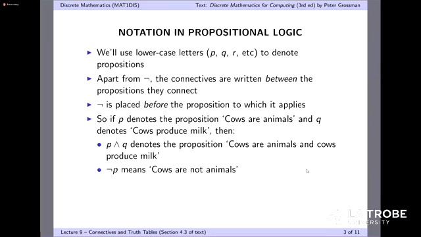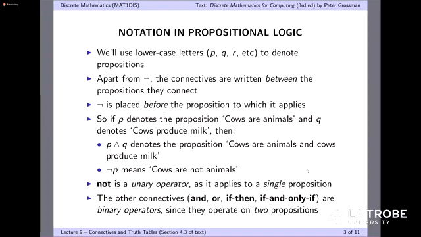Not P means cows are not animals. So if you put not before that, this would read as cows are not animals. We are not going into their truth value or whether it makes sense or not. We're just looking at what this statement reads, just the usage of the not sign. So remember, not is a unary operator as it applies to a single proposition. It does not connect two propositions together. The other connectives are all binary operators.